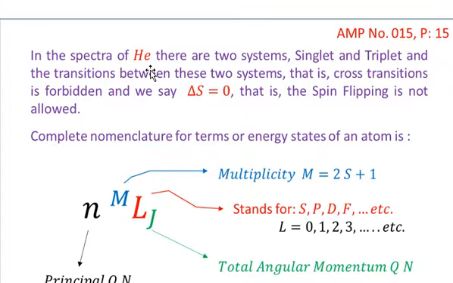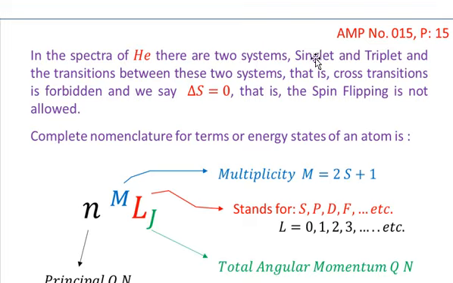In the spectra of helium, there are two systems, the singlet system and the triplet system, which I have explained in the previous lecture. And the transitions between these two systems, that is, the cross transition, is forbidden, and we say that delta S is equal to 0. That is, the spin flipping is not allowed. So only transitions with delta S equal to 0 occur.